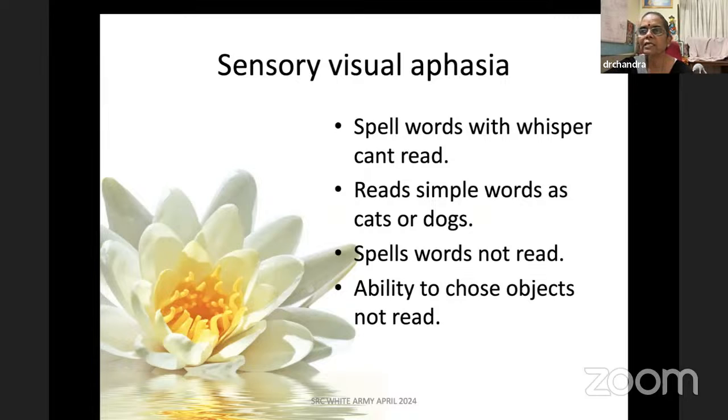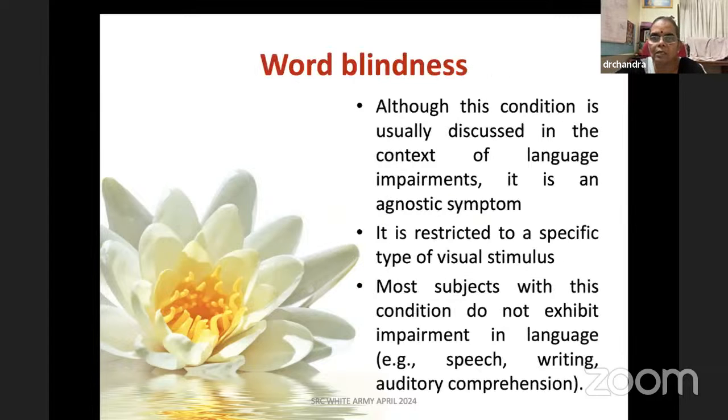Pick up the apple, he will nicely pick it up. You are confused. What happened? He can tell it from the mind, he can identify the apple. But when I tell him to read the spelling written, he is whispering and confused. That is sensory visual aphasia, organic conditions from the association areas.